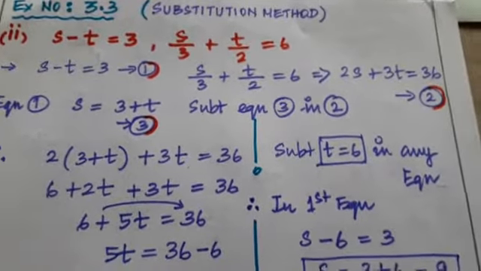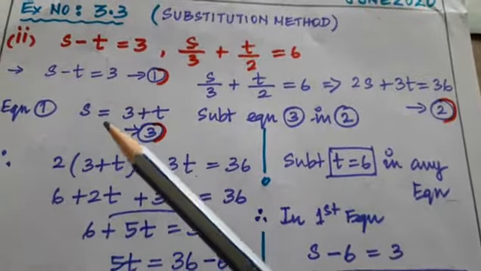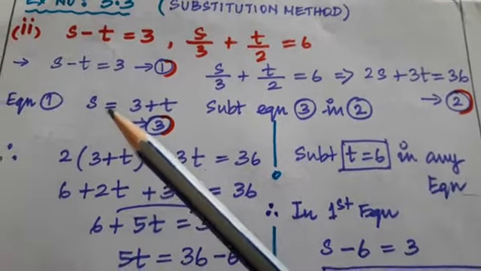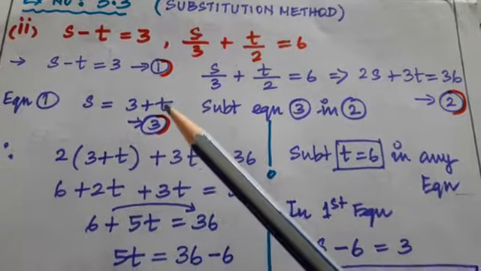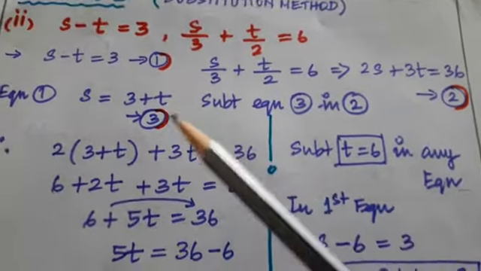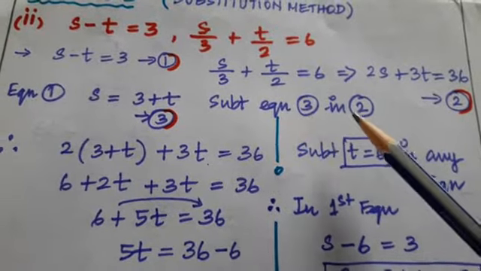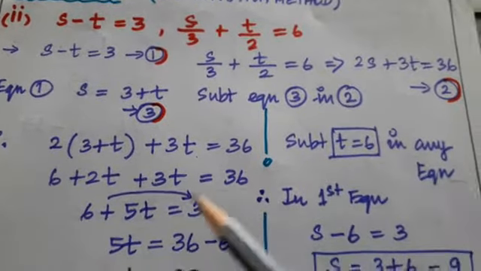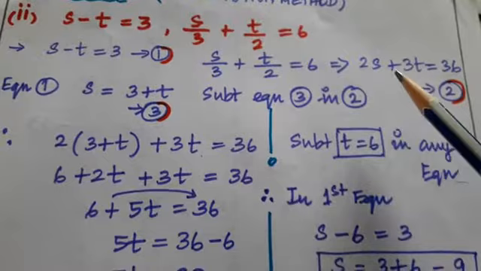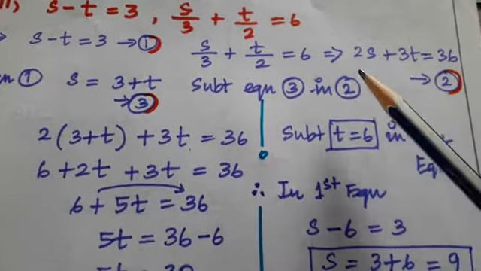Then it is the substitution method. So what you have to do, first equation I am converting in terms of s. So s equal to 3 plus t, because t I am taking to the other side. Taking this third equation, I am substituting in the second one. What is our second equation? 2s plus 3t equal to 36. In that, s value I am substituting.